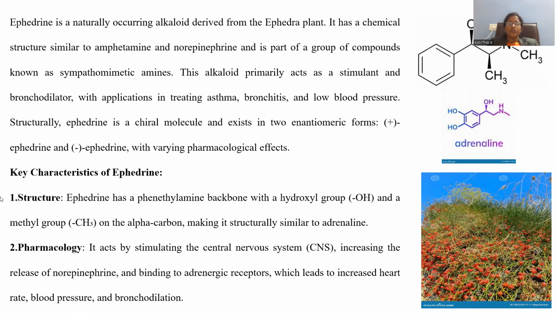First of all, we will look into its structure. Ephedrine has a phenylamine backbone. Phenylamine is wherever a benzene ring is located and an amine is also present. Here you can notice the benzene ring, and here is the nitrogen, so we can say phenylethylamine. In between the nitrogen and phenyl, you can notice two carbon atoms in the backbone.